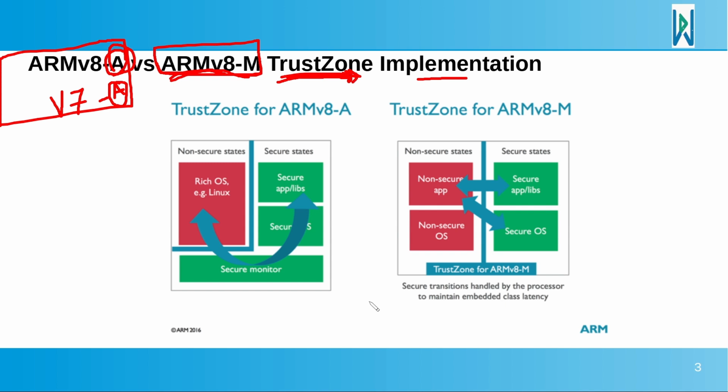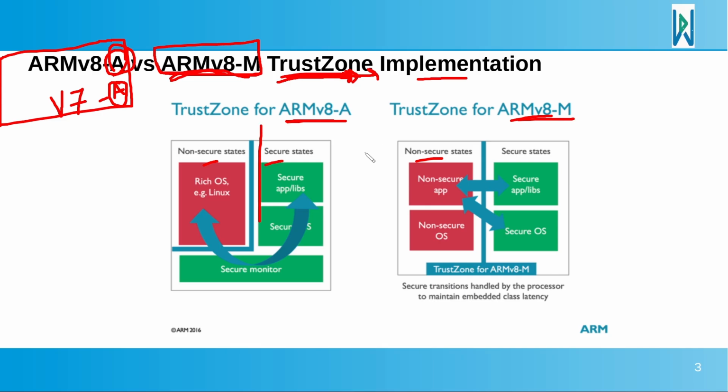Now, as you can see in this diagram, although the TrustZone here in terms of concept is similar between the ARMv8-A and the ARMv8-M, however, the implementation is quite different. Now, in terms of concept, we need to have two domains, secure and non-secure. And this topology or idea has been kept between the ARMv8-A and ARMv8-M.